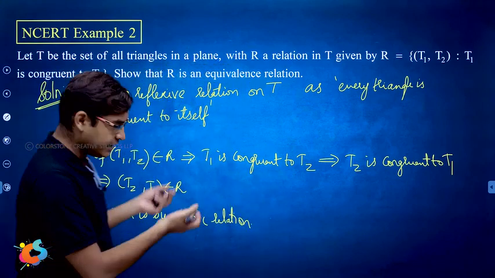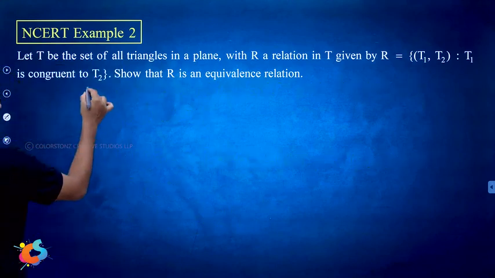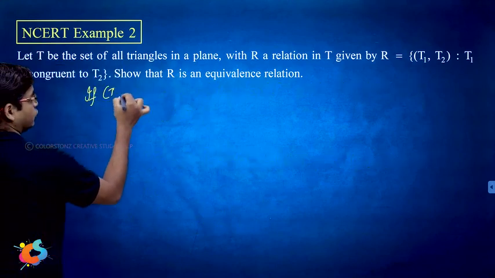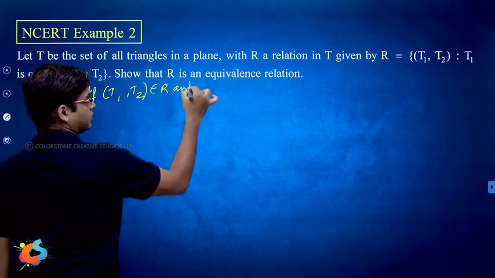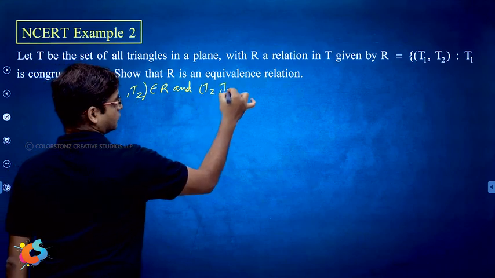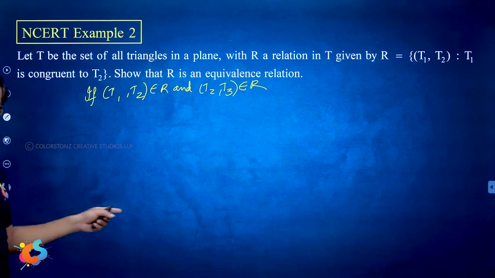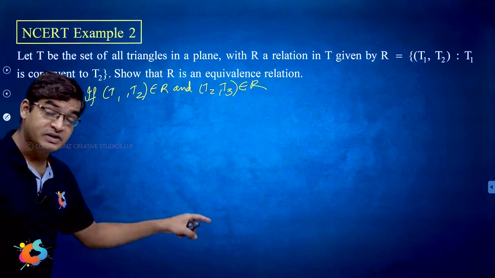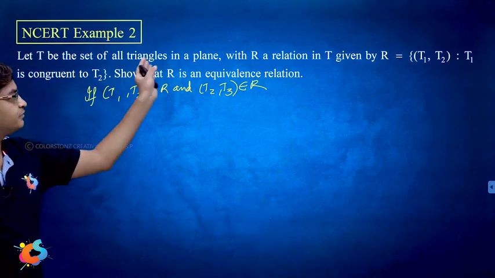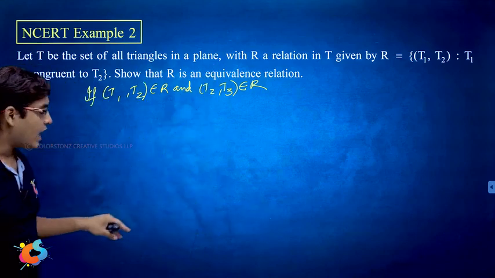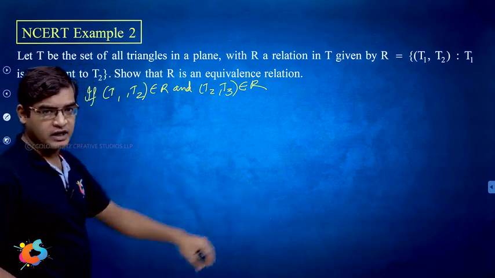For transitive, again the same procedure. Okay, so let us write that as well. So if T1 comma T2 belongs to R and T2 comma T3 also belongs to R. Just before we have written this is a symmetric relation. Just after that you write on T, on set of T. Okay. So R is a symmetric relation on T. That will be on T, you have to attach there.